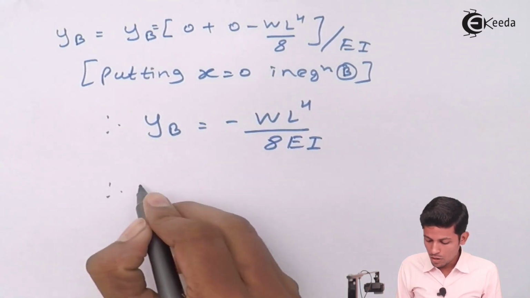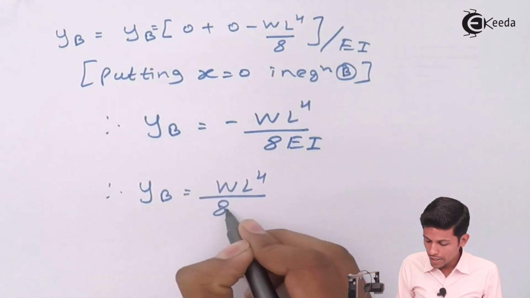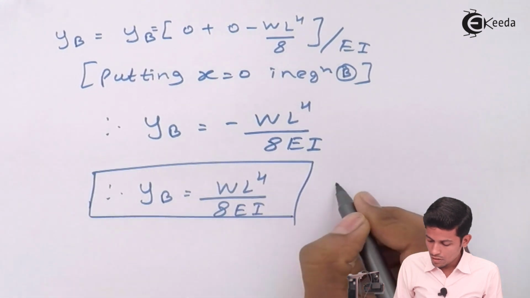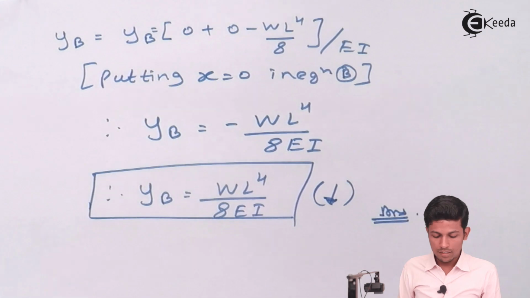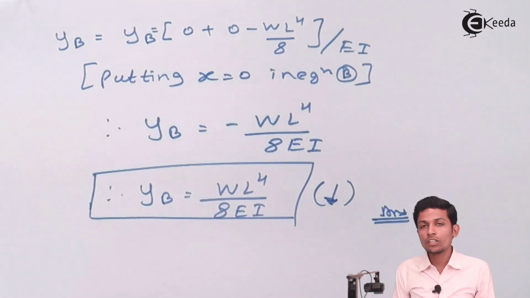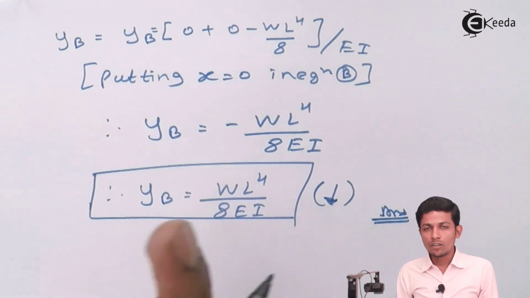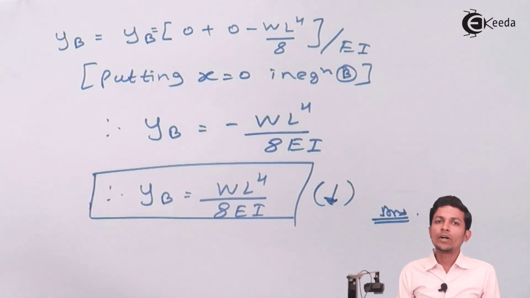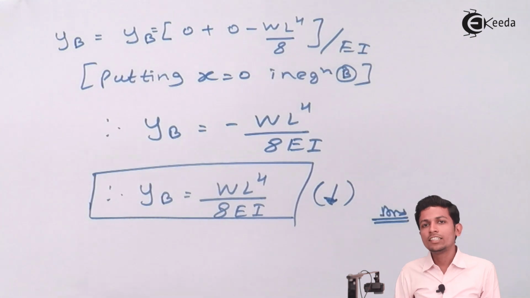Therefore YB will be WL raised to 4 upon 8 EI in the downward direction. This is your final answer. Please remember one thing in a cantilever: take the origin at the right side, or free side. After that, integrate one time and find C1, then integrate another time and find C2.